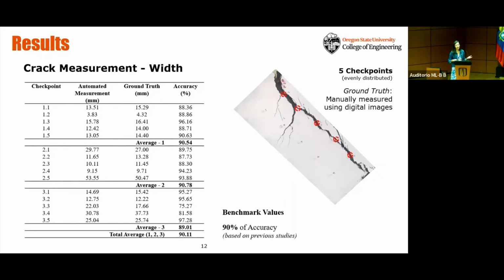I think in reality, that's how structural engineers do it anyway. To measure the width of the crack, they go through and randomly pick different points and they average it. So we were satisfied with that.